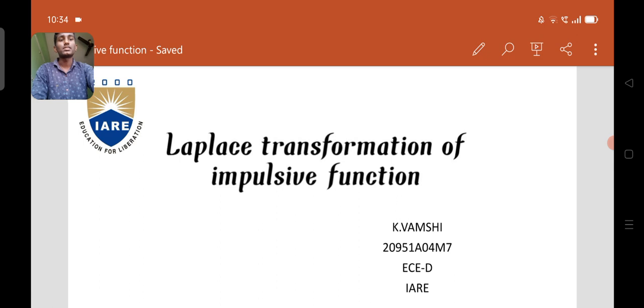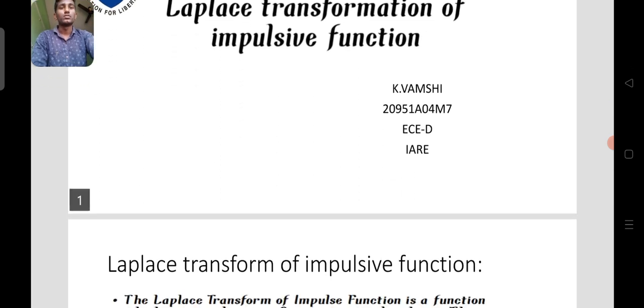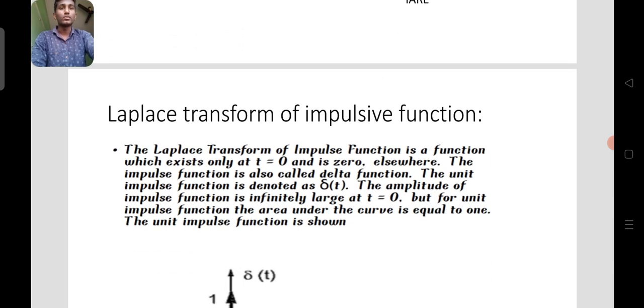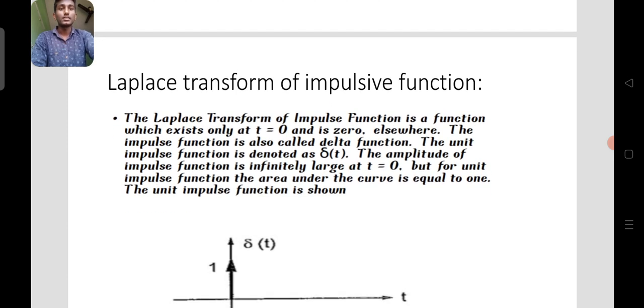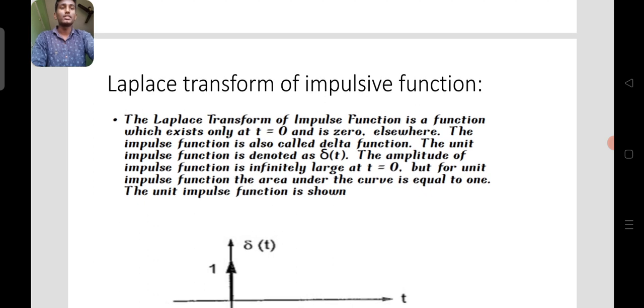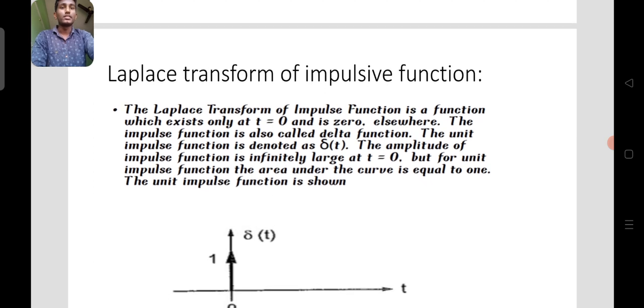Today I want to discuss the Laplace transform of the impulsive function, which is a topic in Laplace transformation. So what is the impulsive function? It is a function which exists only at t equals 0 and is 0 elsewhere. The function is also called a delta function.